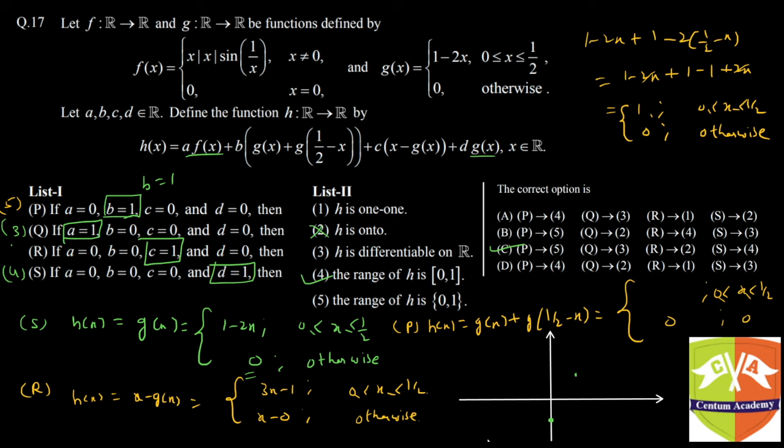And rest, the graph will be this, and then this, and then this. Now you can see that its range contains all real numbers, so it is an onto function. So for R, my option is which one? 2. So we have 5, 3, 2, 4, option number C. So that completes your paper.